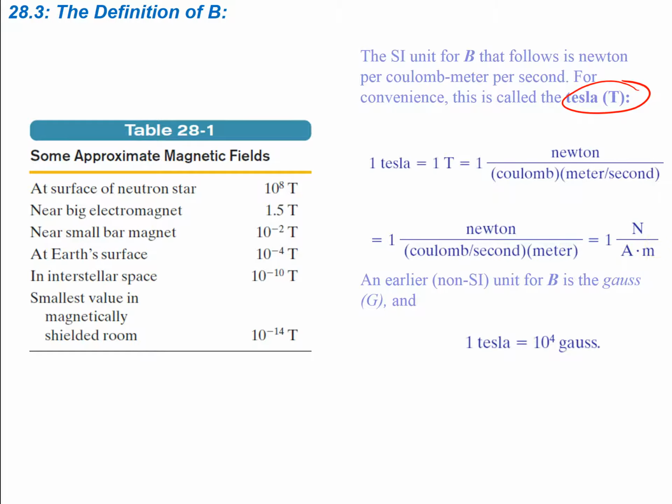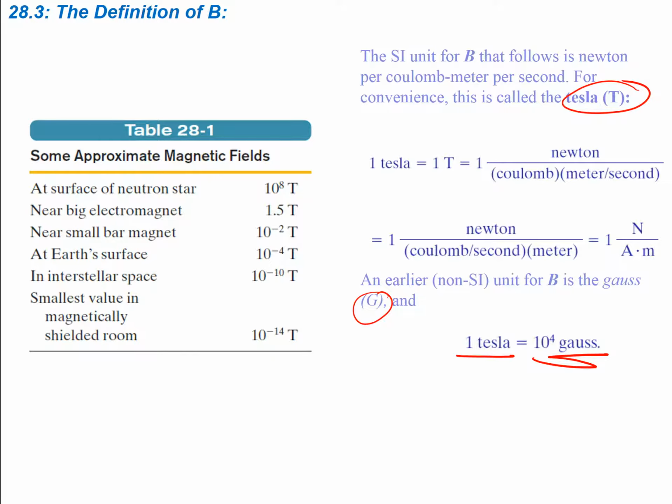Now, an earlier non-SI unit for the magnetic field is the Gauss, which is a G. So if you see G sometimes, basically 10 to the 4th Gauss is going to be 1 Tesla. All right, so let's look at just some approximate magnetic fields so we have a sense of what the numbers are going to look like.